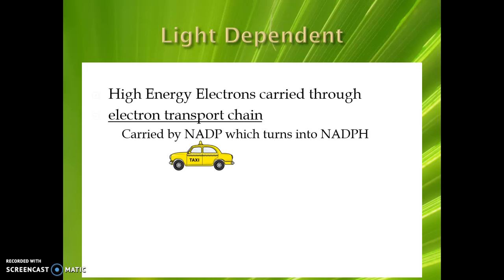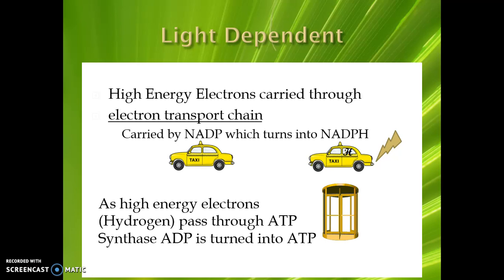Now, when NADP picks up its passenger, hydrogen, it becomes known as NADPH, okay? You just add that H on there to let you know it's got its passenger. It's got the hydrogen. Now, since its high-speed hydrogen is inside of it, it's high speed too. So now NADPH has lots of energy inside of it, and it's really, really fast.